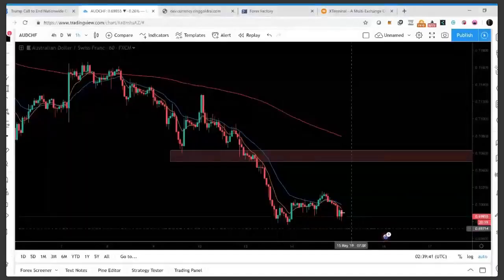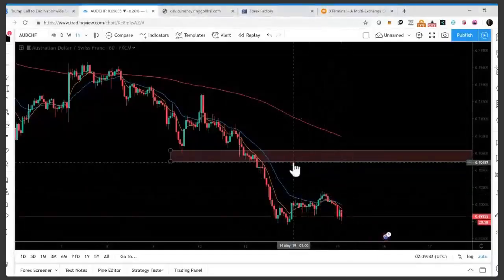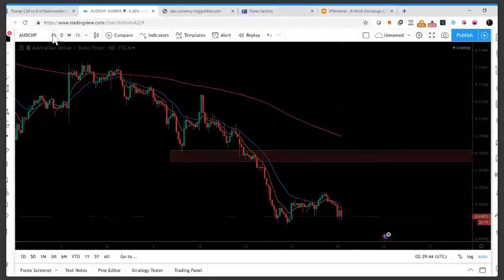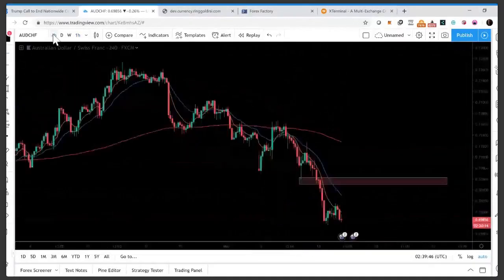So here you can see we got Euro Aussie, and I had an area that I liked on the 4-hour. I'm going to keep it to the 4-hour. All right, so what would my entry be? Well, my entry with this particular trade would be right here.